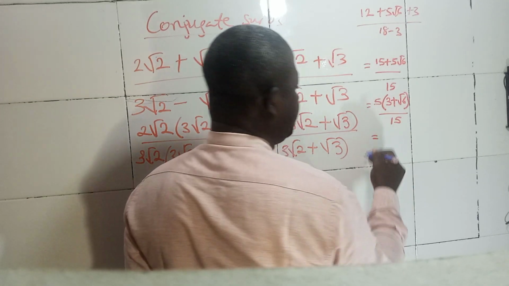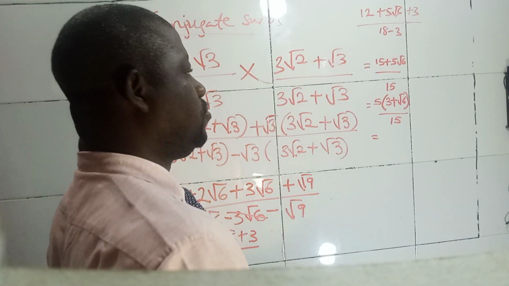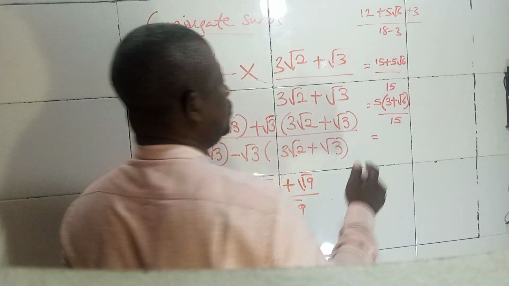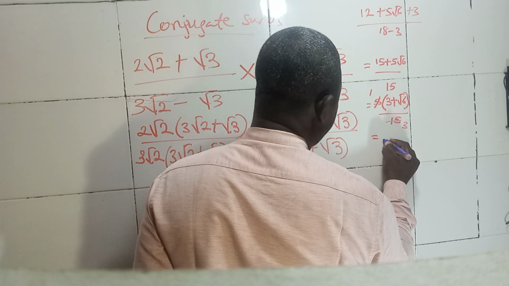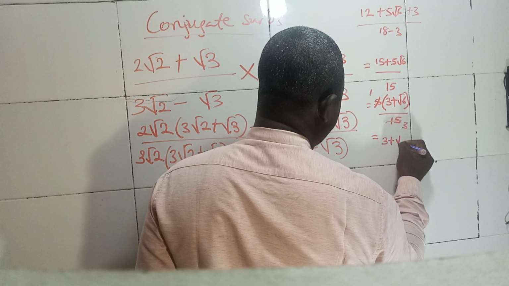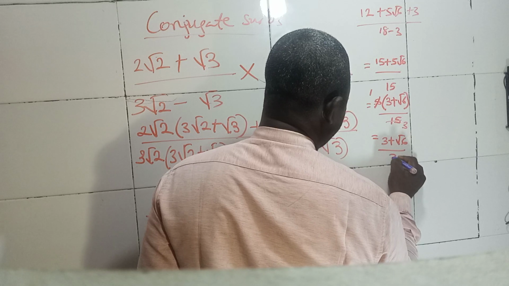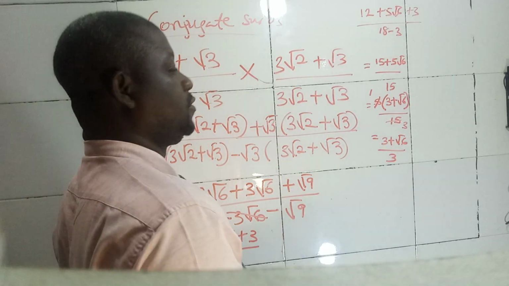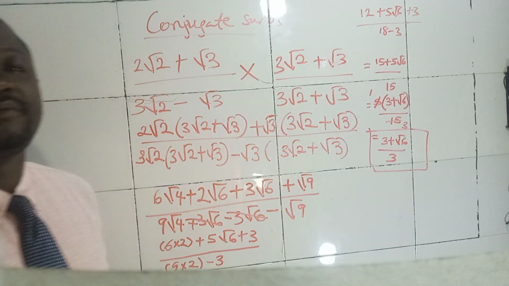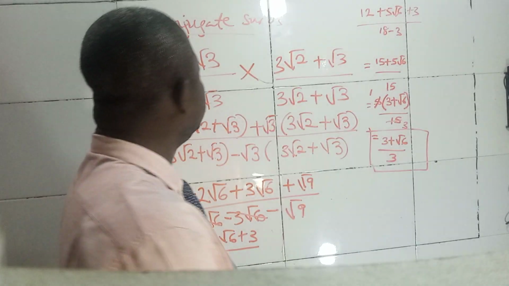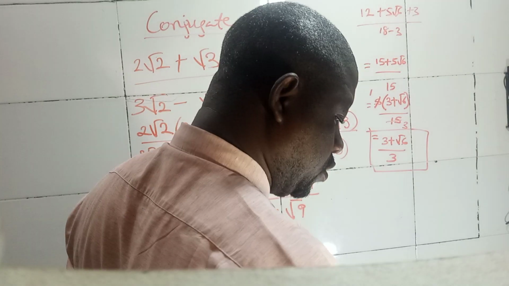So that's the rule of mathematics where you say do things stepwise, you don't jump. So 5 goes here, 1; 5 goes here, 3. So the answer will now be (3 + √6) all over 3. It's as simple as A, B, C. So that's the answer. So that's all about surds.